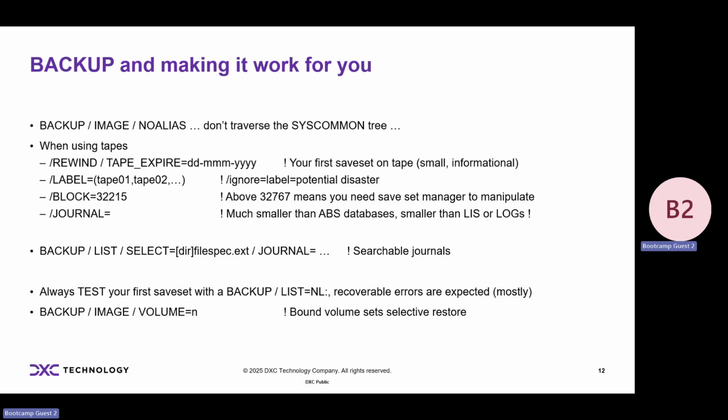And a lot of people say /ignore=label. No, give it a label. You can use a list if you want for multiple volumes. The block size, don't use 8192, that's the default. 32215 is quite common to actually see. If you go up to 32767, it usually takes it down to that number.